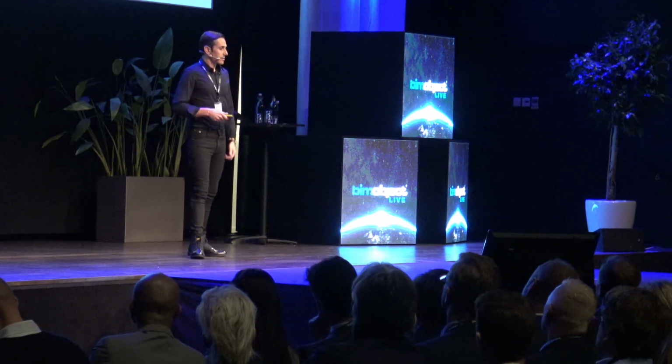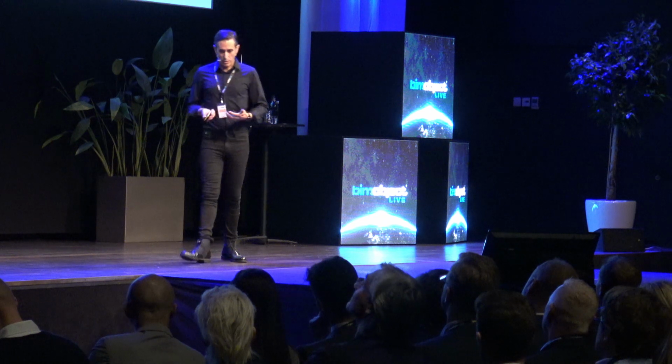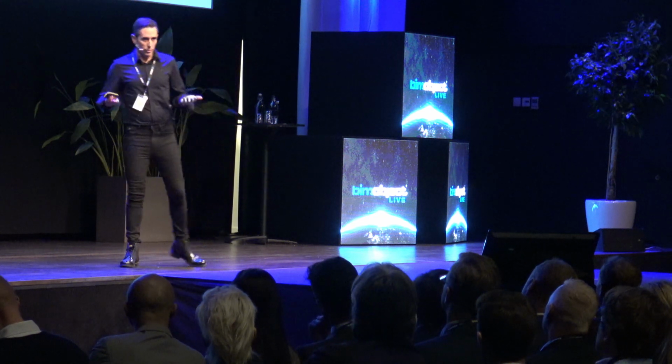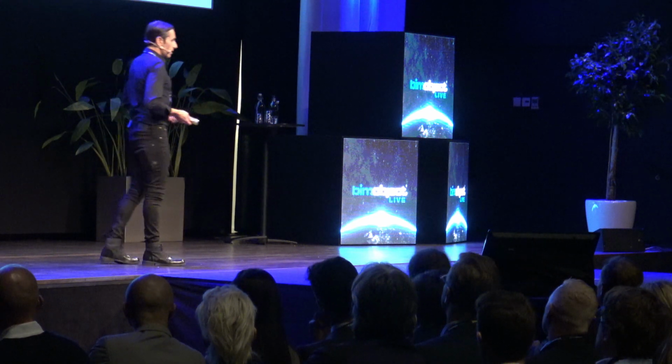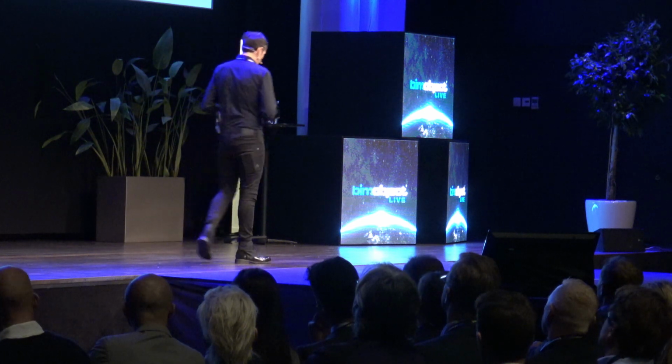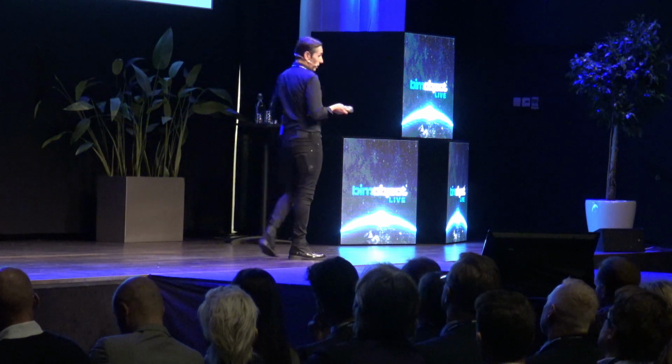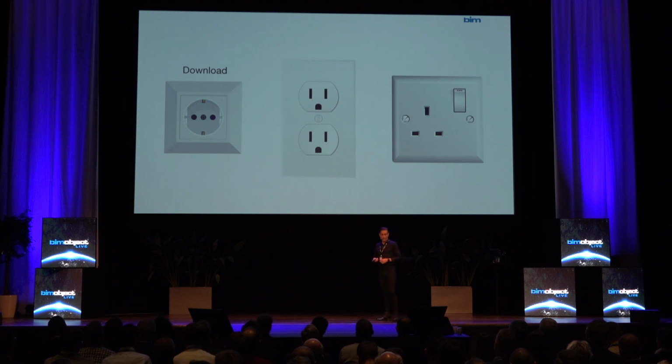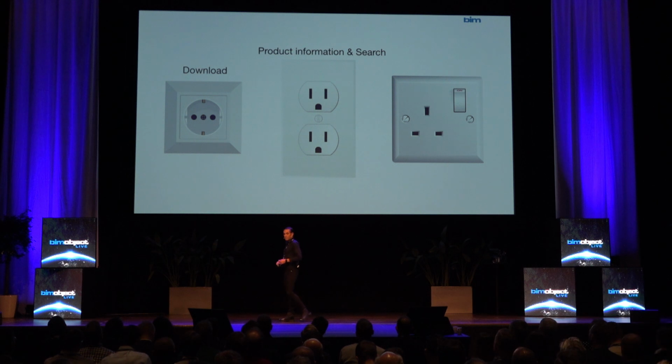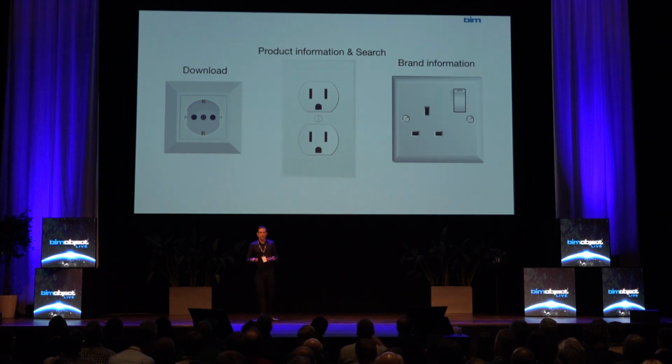So again, the simple reason we did this was that we want you to be able to grow your business in multiple channels. There are 4 services that make up the BIMobject API. It's the download, it's the product search, and as you can see here, this is a double adapter, so we have two services attached to this. And it's also the product information, and we also have brand information.